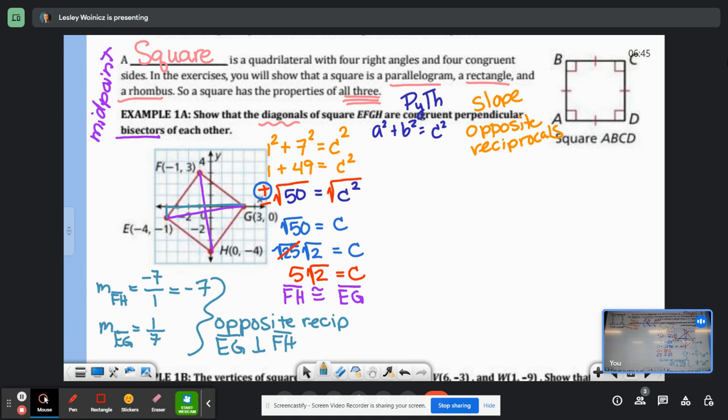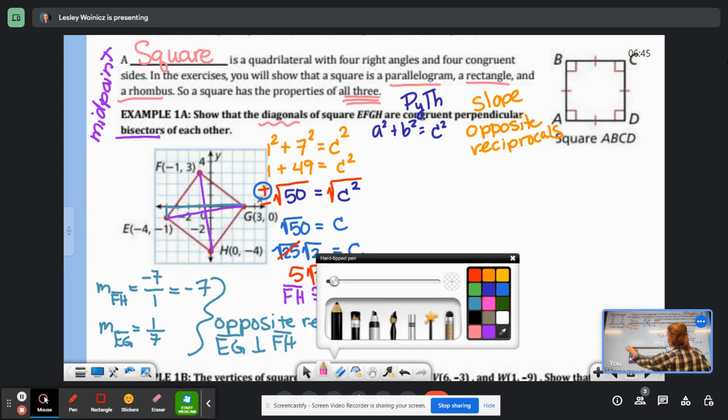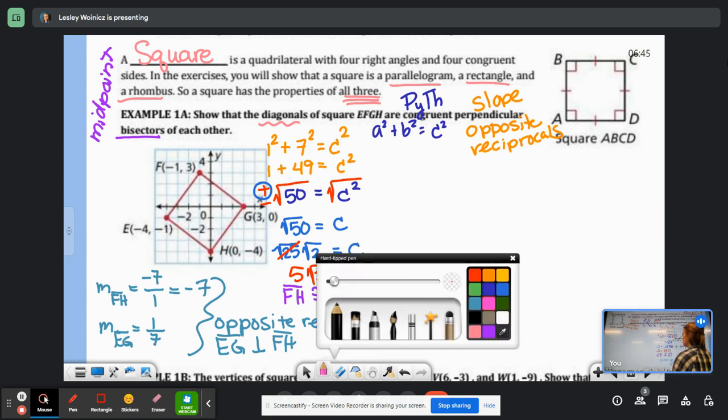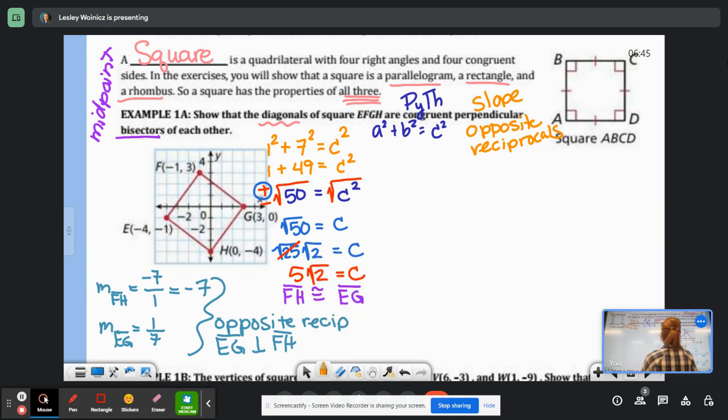Okay, the last thing we have to do is show that they are bisectors of each other. For that, we're going to need the midpoint. I'm going to erase everything on my picture. I wish they would have given us like 3 pictures. That's what I'll do next year, is change this to 3 pictures.